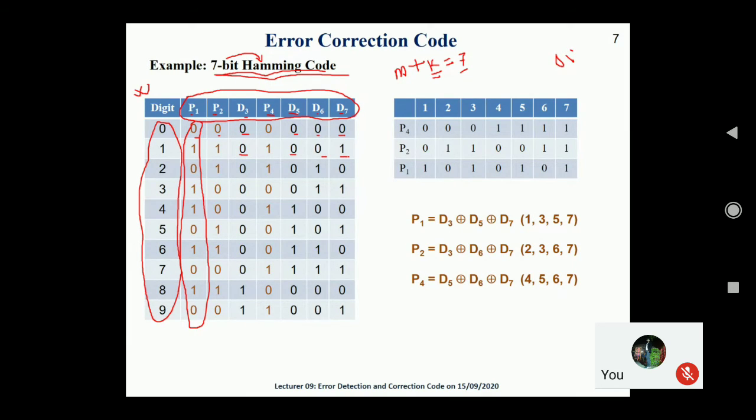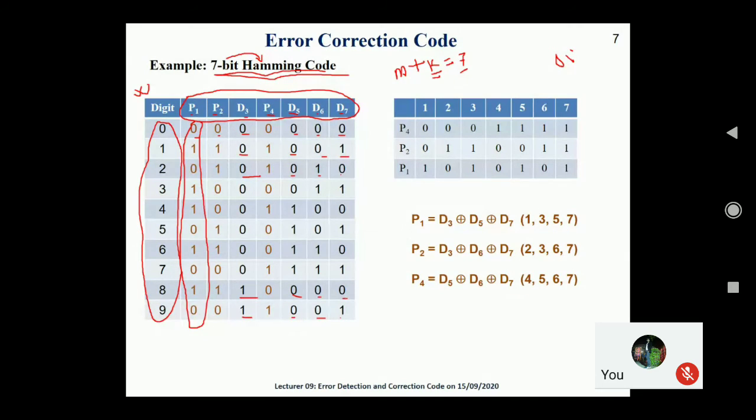Don't consider a parity bit. Okay. I'm using a different color for the parity bit. So just consider the data bits. This one is 0, this one is 0, this one is 1, and this one is 0, like that. When we are considering 9, just consider the data bits 1, 0, 0, and 1. When we are considering 8, 1, 0, 0, and 0. This way we are constructing the data bits or message bits.